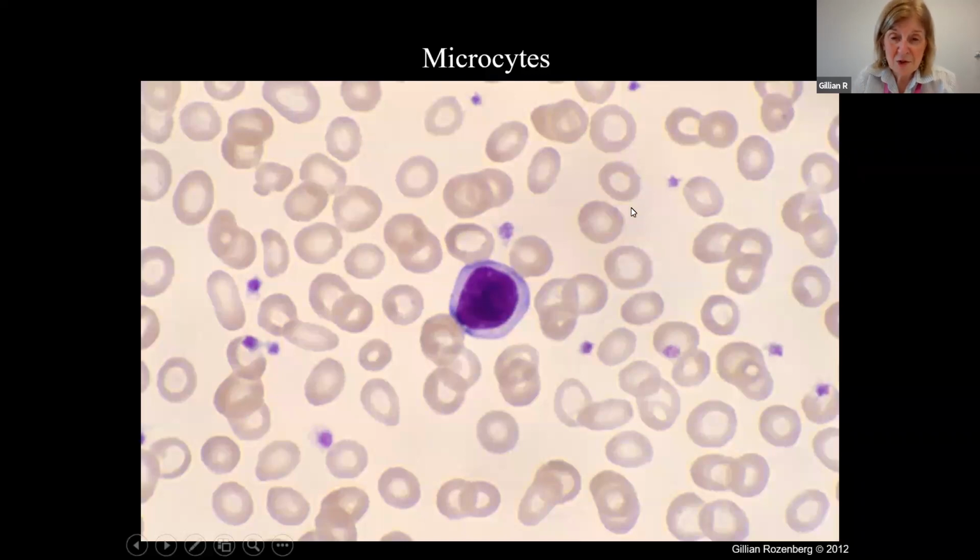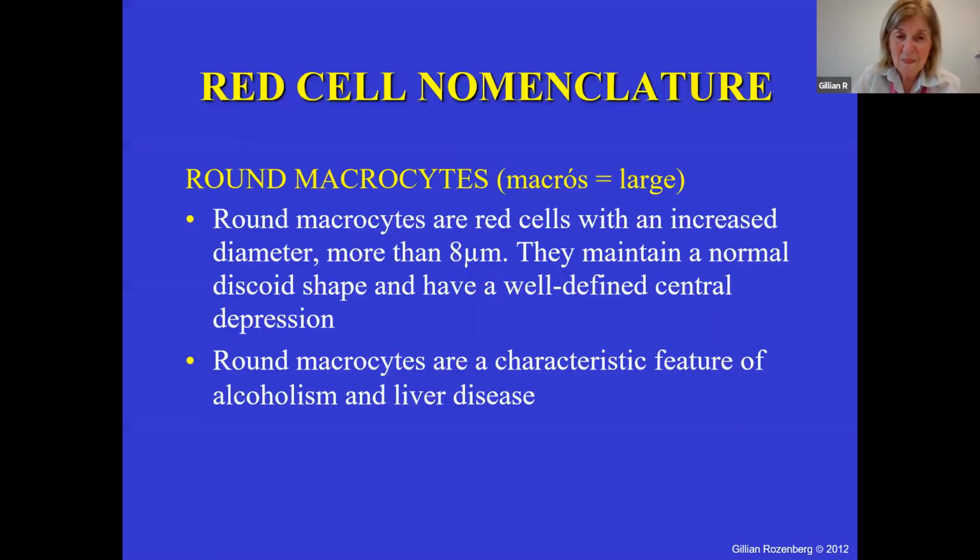So this is showing you the microcytes, and I've put in the center of this image a small lymphocyte, and the nucleus is 7 microns in diameter, so you can compare the size of the red cells with that nucleus. These cells are all microcytic and small, so the MCV will be low. The normal range for MCV is 80 to 100 femtoliters. Keep that in mind when you're looking at your blood films.